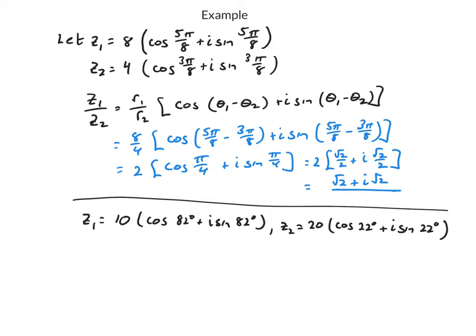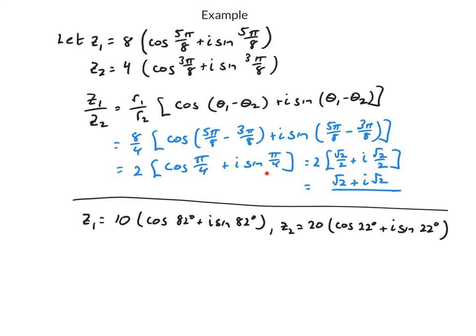So in this case, for these two complex numbers, it's going to be 8 over 4 times the cosine of 5 pi over 8 minus 3 pi over 8 plus i sine of 5 pi over 8 minus 3 pi over 8. Now 5 pi over 8 minus 3 pi over 8 is 2 pi over 8, which reduces to pi over 4. So 8 over 4 is 2 times the cosine of pi over 4 plus i sine of pi over 4.